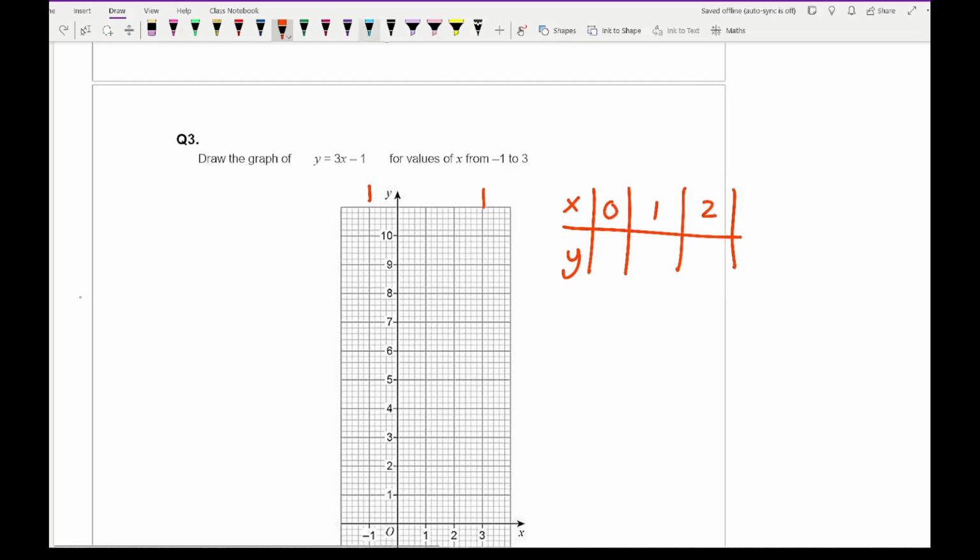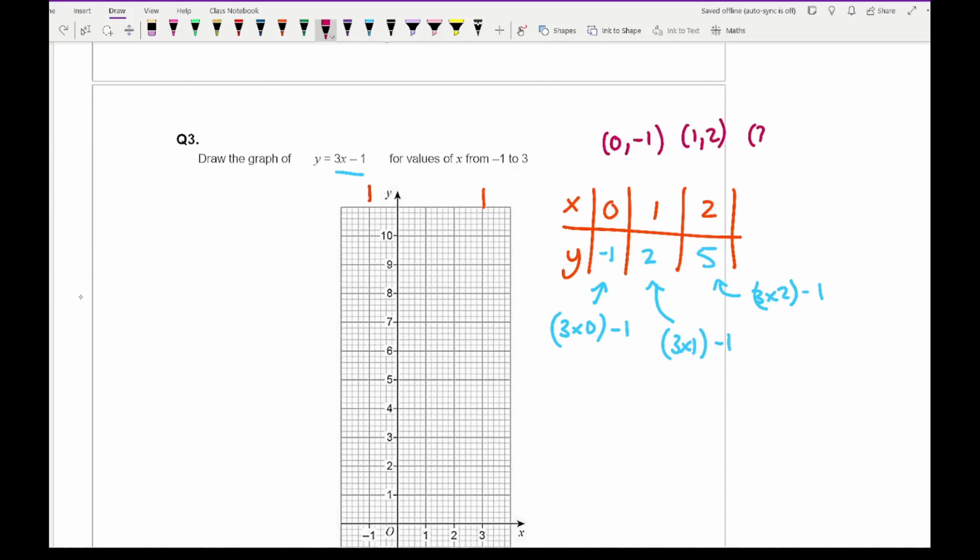So substituting these numbers in, I'm going to use this formula, y equals, so I multiply the x number by 3, work that out, and then take away 1. So 3 times 0 is 0, take away 1 is -1. For the next one, I've got 3 times 1, which is 3, take away 1 gives me 2. And then finally, 3 times 2, which is 6, take away 1, which is 5. So then I'm going to plot these coordinates: 0, -1, 1, 2, and 2, 5.